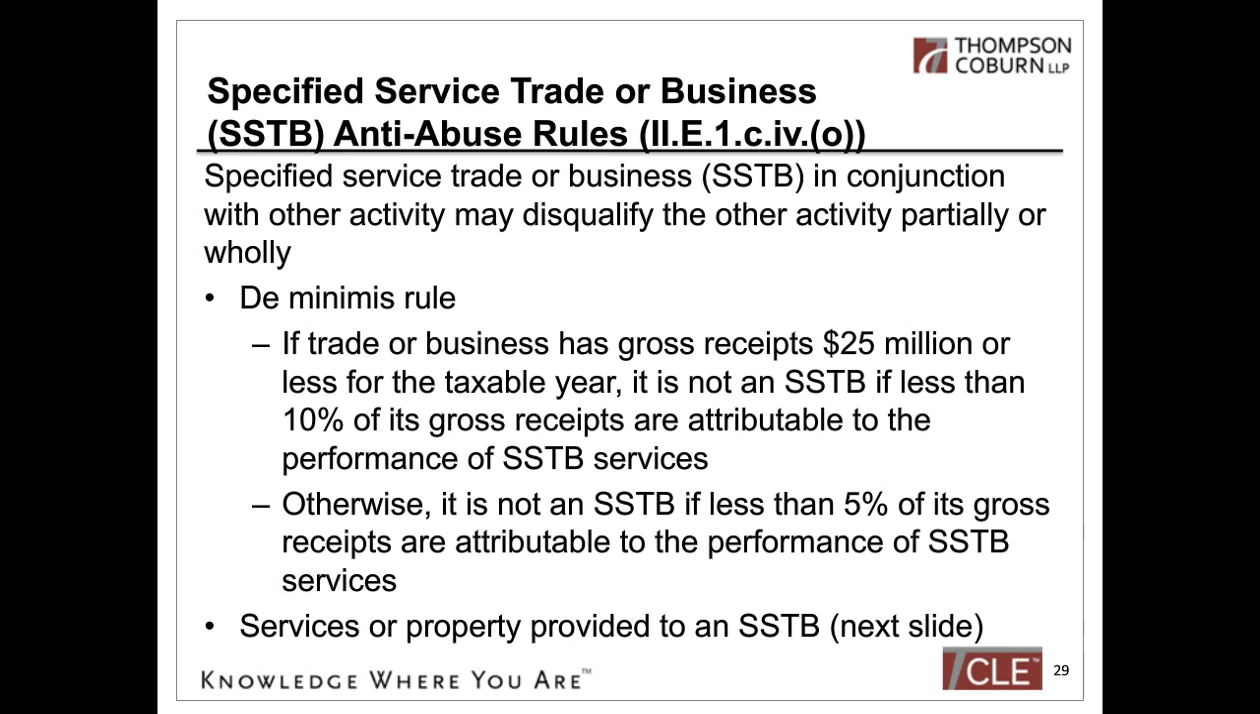In this case, you would basically say that you have two different trades or businesses going on, and so I would separate out my trades or businesses, and then I would say, well, one has QBI and one doesn't, because each trade or business is separately tested. All right, let's go on to slide 30.